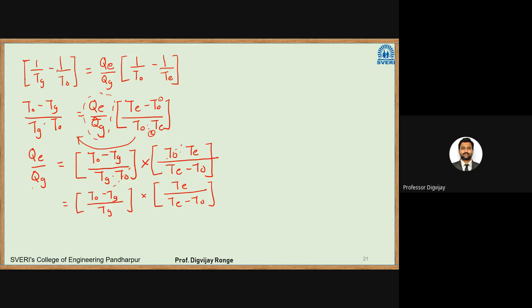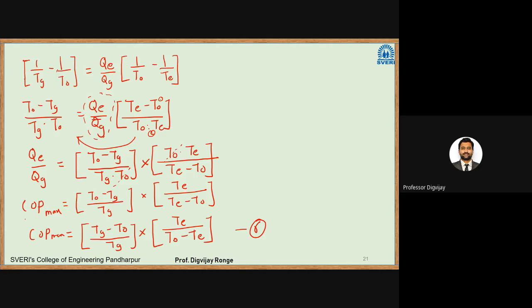Another way I can write this. So this will be COP. All the processes are assumed to be reversible. So whatever COP we get, that will be the maximum COP, or you can say a reversible cycle COP. I'll rearrange some terms here. I will multiply numerator and denominator by minus 1 divided by minus 1. So this will reduce to Tg minus To divided by Tg into, in bracket, Te divided by To minus Te. So this will be your relation of COP with temperatures.